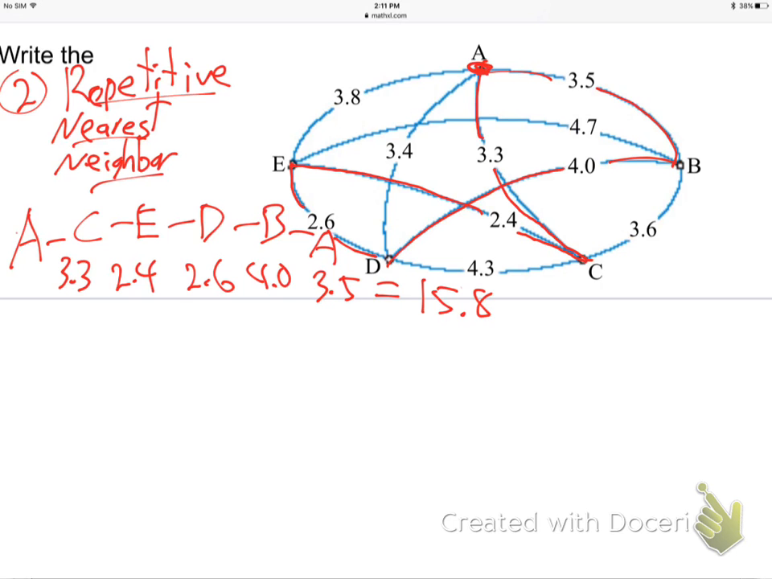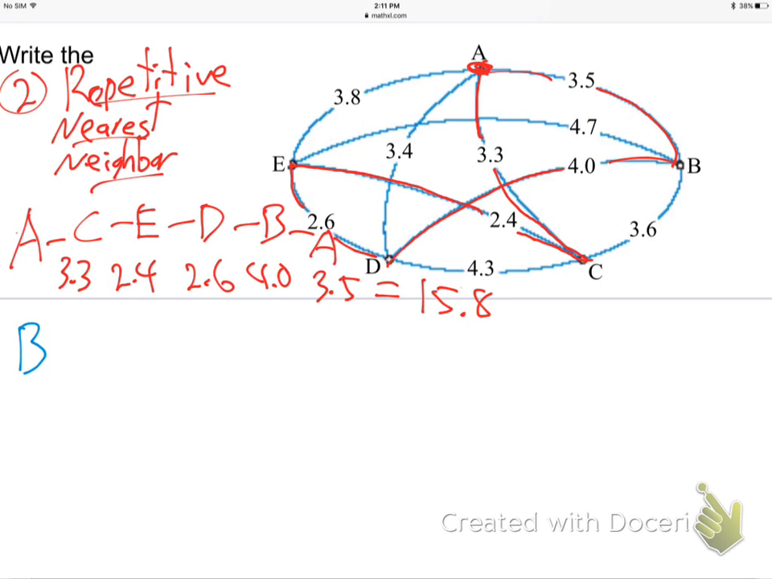Now I've got to redo the whole thing starting from B, and then starting from C, and then starting from D, and then starting from E, and pick the overall lowest. That's what repetitive nearest neighbor means. Repeat nearest neighbor for every starting point. It's good so far? You guys see what I did there starting from A? I just went to the closest neighbor every time, starting with A.